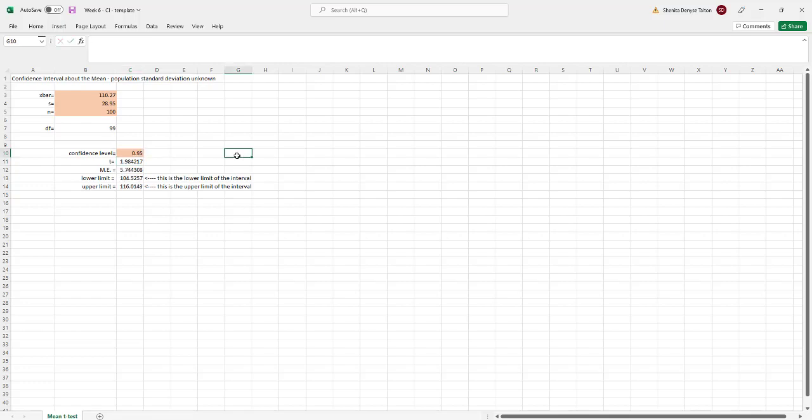My template is kind of cool because it shows what the t value is that you would have gotten from the table. When we did it with the table, we got 1.9842. I also show you the margin of error. The margin of error is what you add to and subtract from the sample mean. Then your lower limit and your upper limit will populate. So we get the same answer, 104.53 and 116.01.